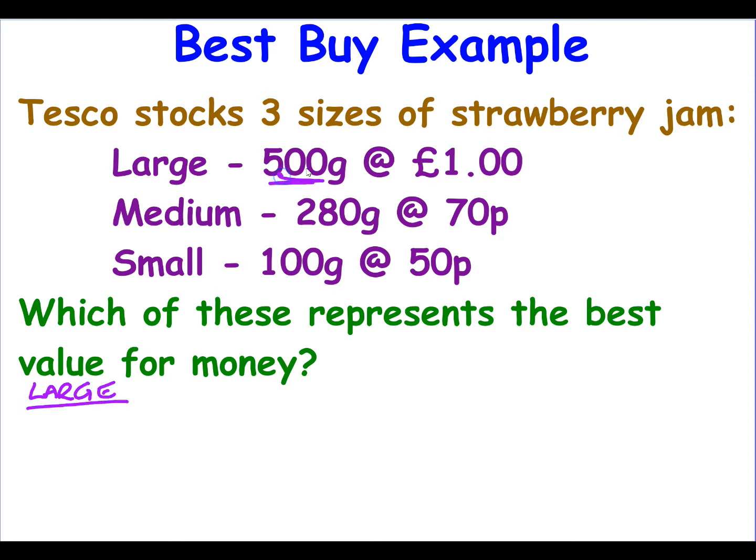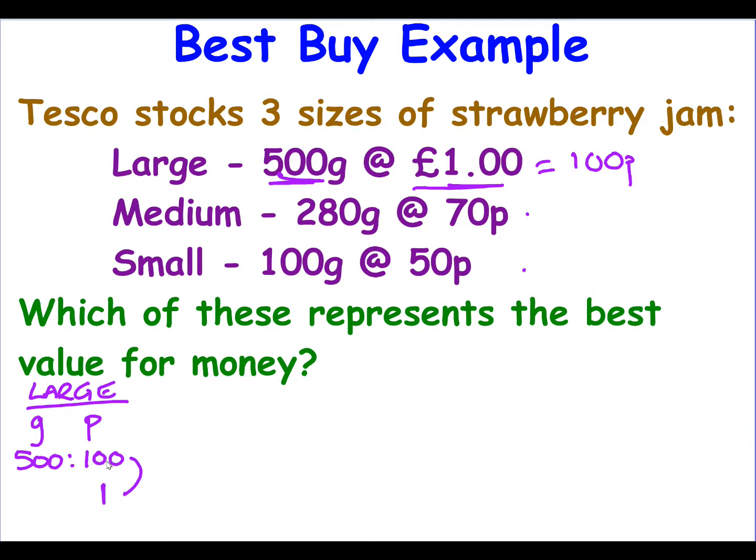There's a relationship between grams and pounds. Now the other two are in pence, so let's turn this into pence so they're all in pence. So we have a certain amount of grams and it costs a certain number of pence. So the large jar is 500 grams and it costs 100 pence. Now, if I want to know how much 1 penny buys me, I'm going to force this right hand side, the pennies, to be the number 1. So it's going to tell me how many grams I get per penny.